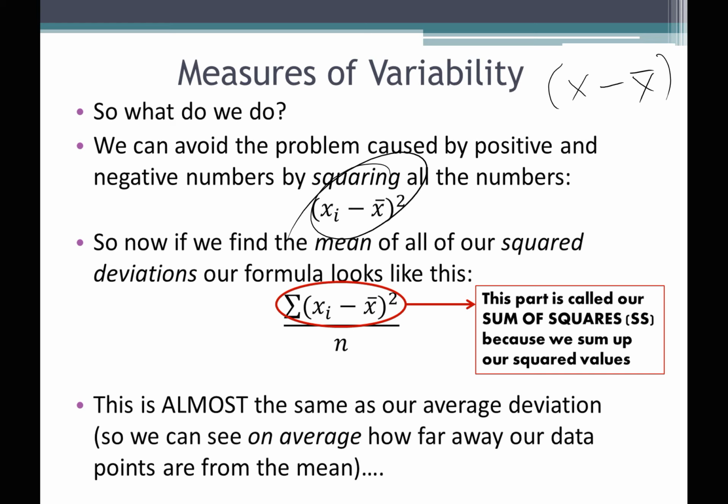So for example, if we know our mean is 5 and we have the numbers 4, 3, 6, and 7, and I'm just hoping that those all add up to a mean of 5, then the deviations would be: 4 minus 5 is negative 1, 3 minus 5 is negative 2, 6 minus 5 is positive 1, and 7 minus 5 is positive 2. If we added all those up, negative 1 plus negative 2 is negative 3, plus 1 is negative 2, plus 2 is 0, right? So that was pretty useless to us.